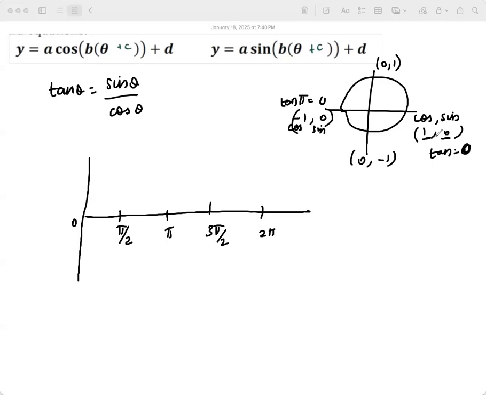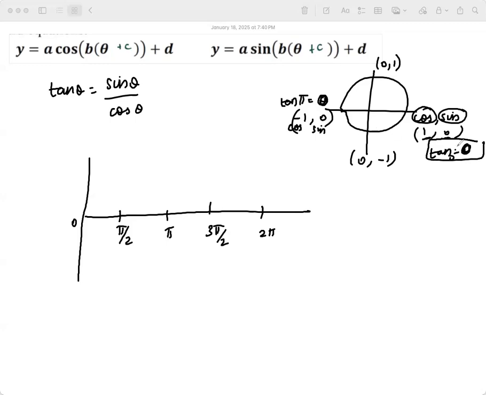One second. We are right. Yeah, we are right. I was a little off. Okay, so tan 0 is what, guys? Sine by cos, right? We are on the right track. 0 by 1. Tan 0 is 0, correct? Tan pi is 0, correct?